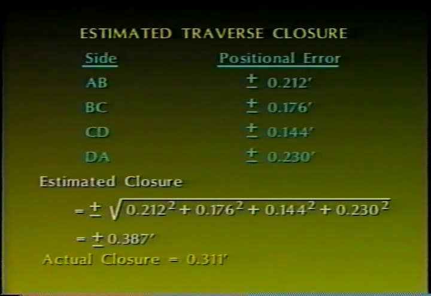Here I have calculated the positional error for each side of the traverse based on the data given. Since each of the values is different, we must use the error of a sum to calculate the total error for the traverse. This is equal to plus or minus the square root of 0.212 squared plus 0.176 squared plus 0.144 squared plus 0.230 squared, which is equal to plus or minus 0.387 feet. This would be the expected closure of the traverse based on the data given. If you calculate the actual error of closure, it is 0.311 feet. Since the actual closure is better than the estimated closure, the work was done correctly, and there probably are no mistakes in the field data.